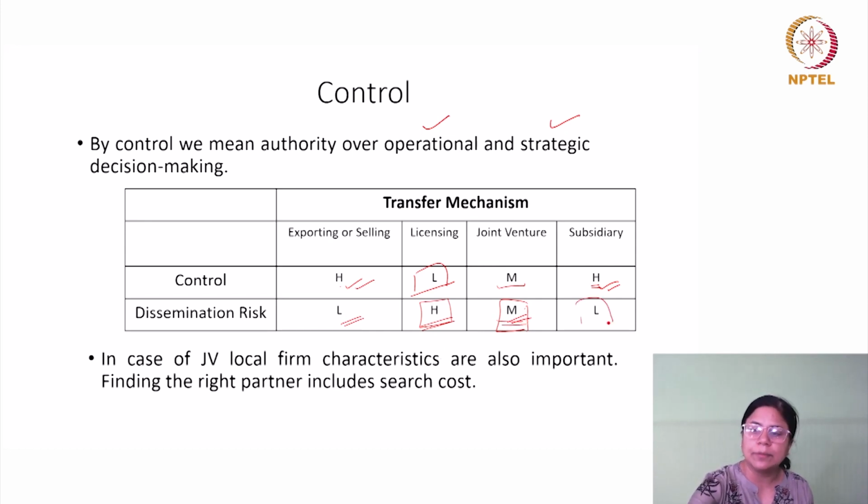Clearly, if you have your own subsidiary, it is possible to keep the technology much closer to the heart, and the dissemination risk can be reduced. It could be lower as such. In case of a joint venture, once again you will find that the characteristics of the local firm will become very important. But as we have said earlier, in case of joint venture, finding the right partner, and spending on the search cost and other transaction cost is going to be of immense importance for the multinational.